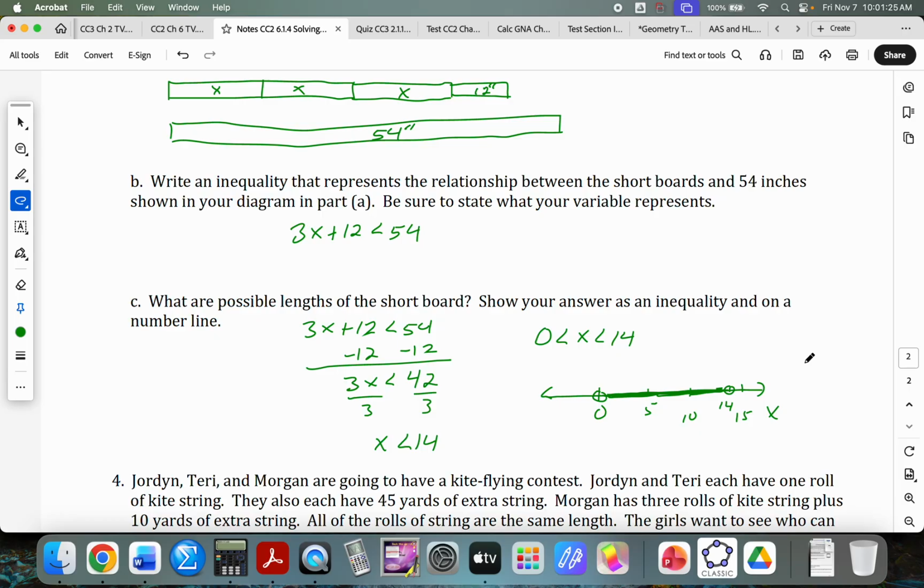Yes. Like, what are the differences between the open and closed? So if it's open, it can't be equal to that. We're not including it. And closed means we are including that. So if this was equal to 14, we would fill this in. But since it's not equal to, we'll leave it open.